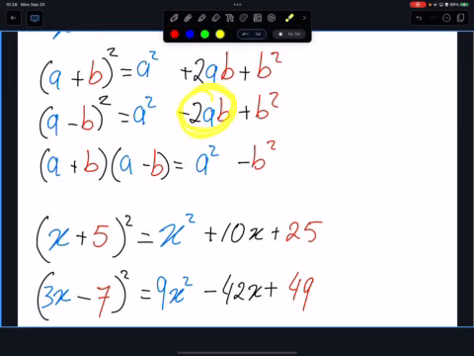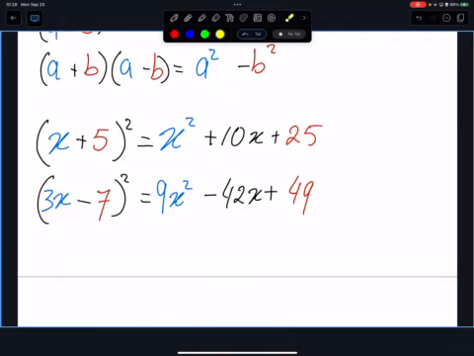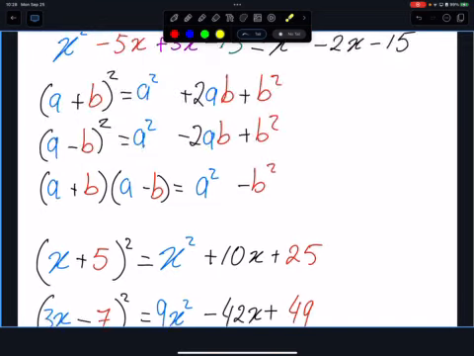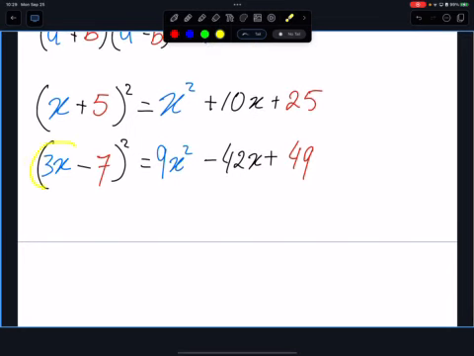Two AB. A is 3x. B is minus 7. 3 times 7 is 21 times 2 is 42.